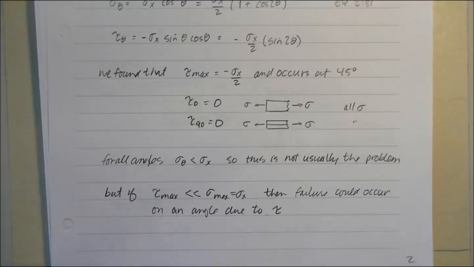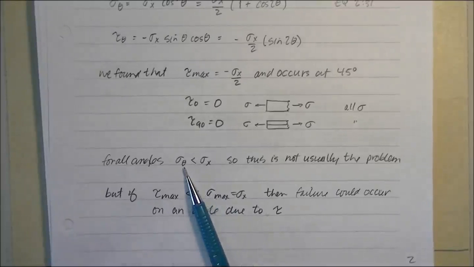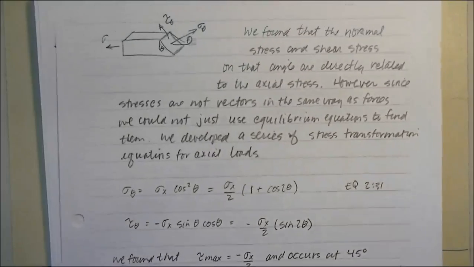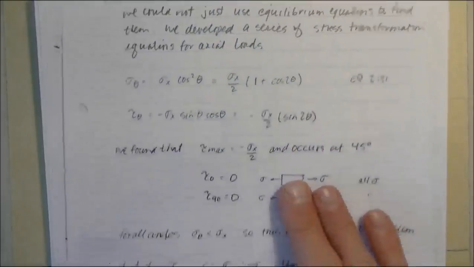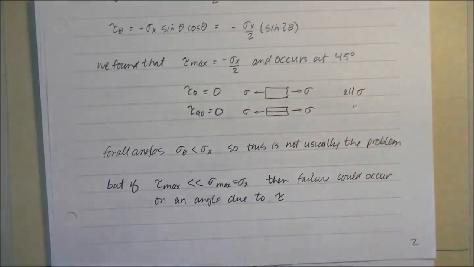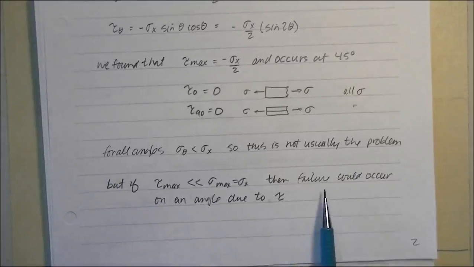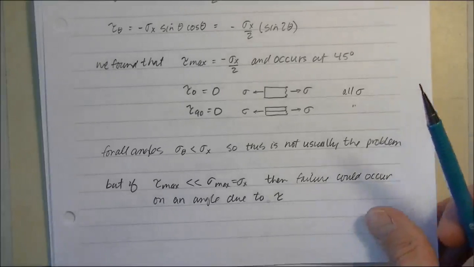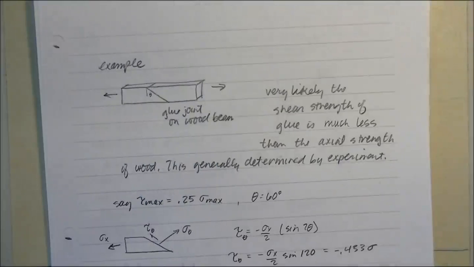So what we found is that for all angles, sigma theta on this axis is always going to be less than the sigma in the x direction. So it is generally not going to ever fail in sigma theta. However, if tau max is less than sigma max, then we could have a failure on another angle due to shear stress, and that's what we discovered with glued joints and finger joint lumber, etc.